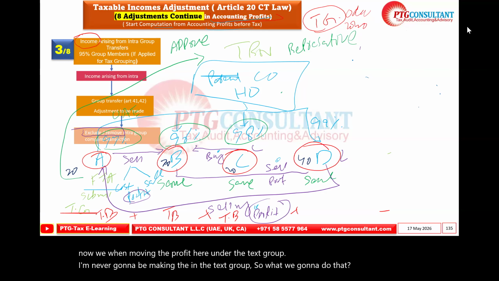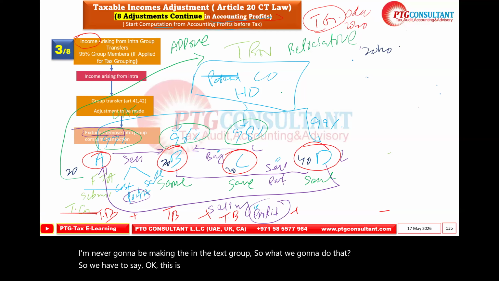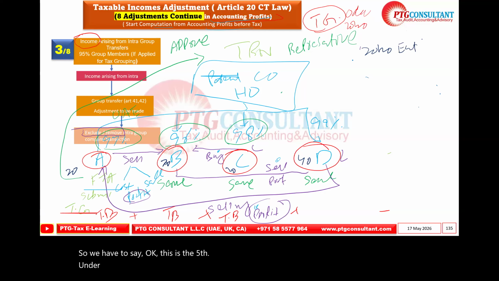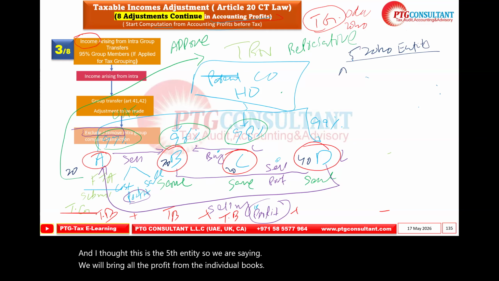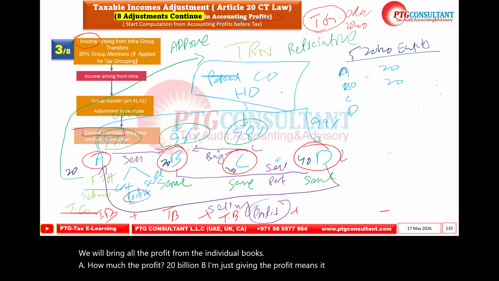So we have to say, okay, this is the fifth entity under Zoho. We will bring all the profit from the individual books. A, how much profit? 20 million. For B, I'm just giving the profit, but in reality the complete TB will come.